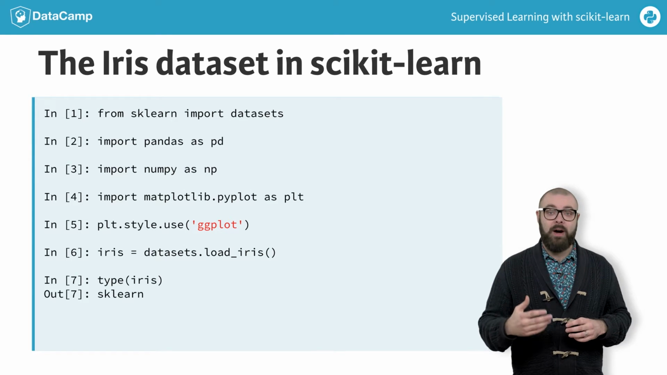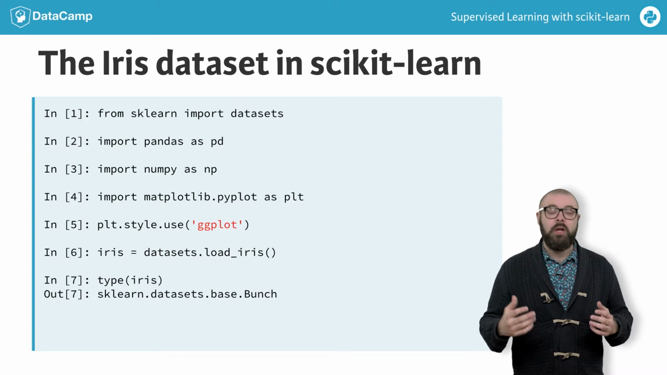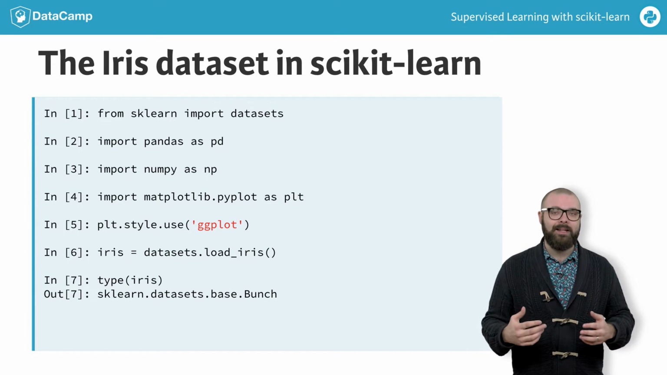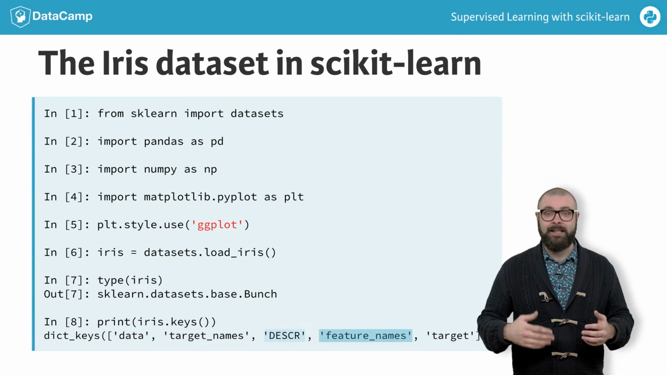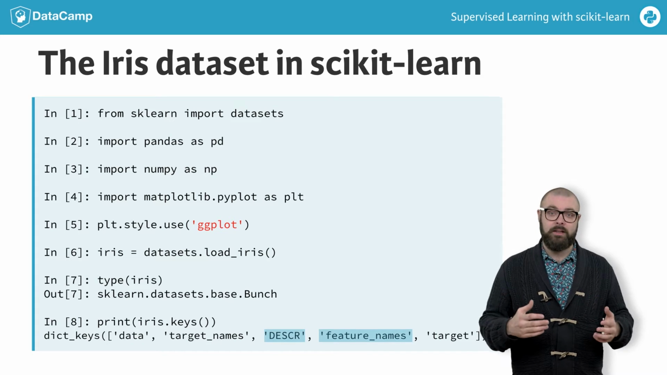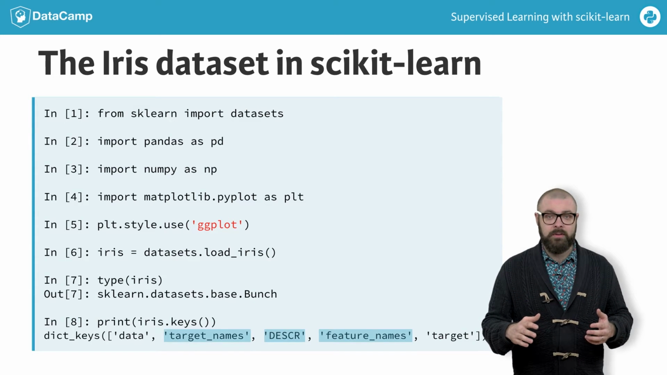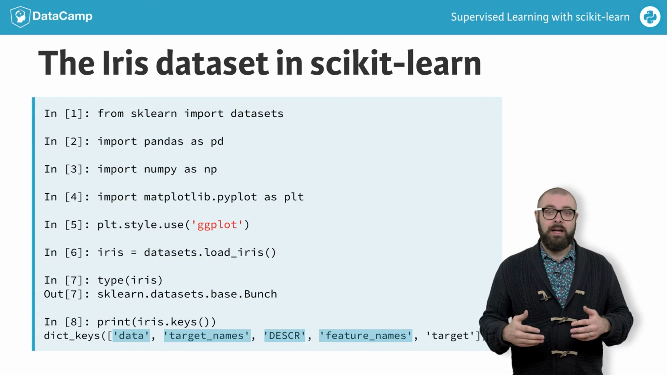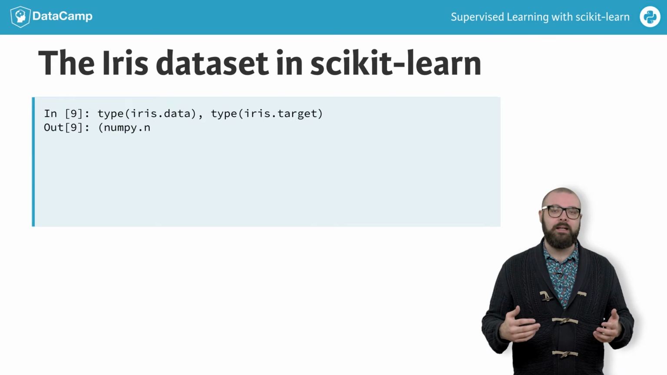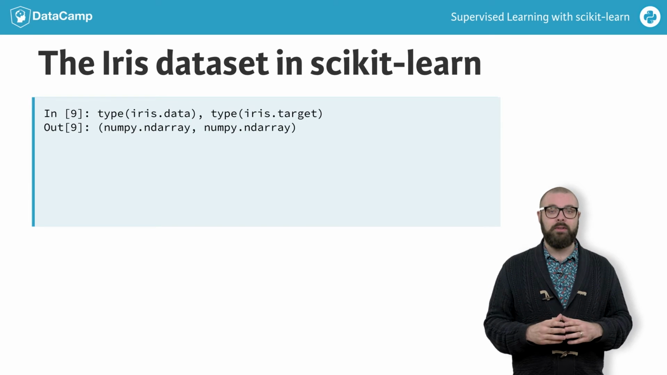Checking out the type of iris, we see that it's a Bunch, which is similar to a dictionary in that it contains key-value pairs. Printing the keys, we see that they are the feature names, DESCR, which provides a description of the dataset, the target names, the data, which contains the feature values, and the target, which is the target data. As you see here, both the feature and target data are provided as numpy arrays.